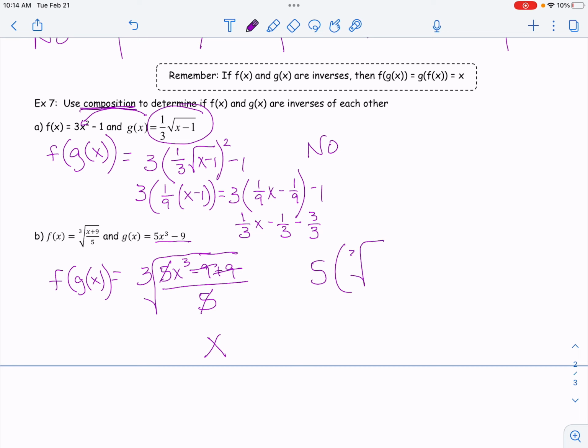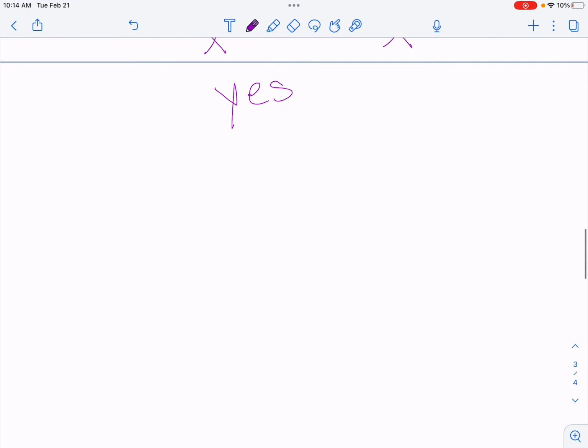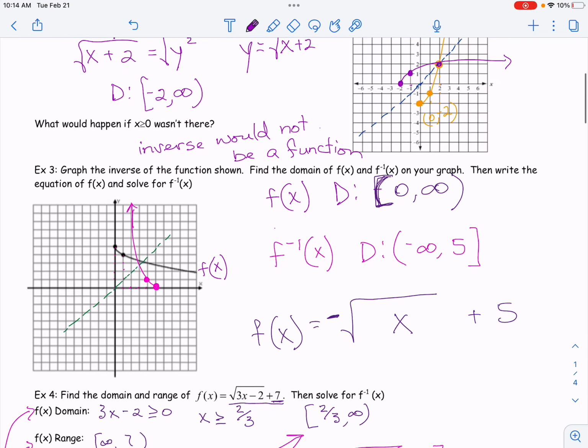Now if I do it the other way, 5 cube root x plus 9 over 5, and this is cubed minus 9. Well, this all cancels, this cancels, plus 9 and negative 9 cancel, and I'm left with x. So this answer is yes. And that is the end of this lesson.